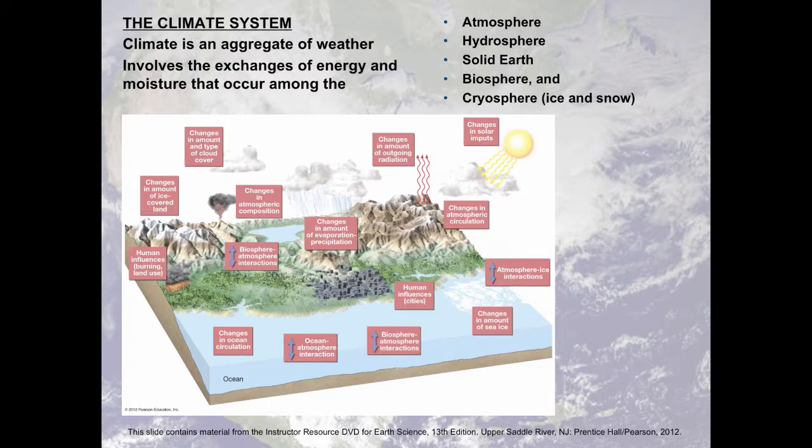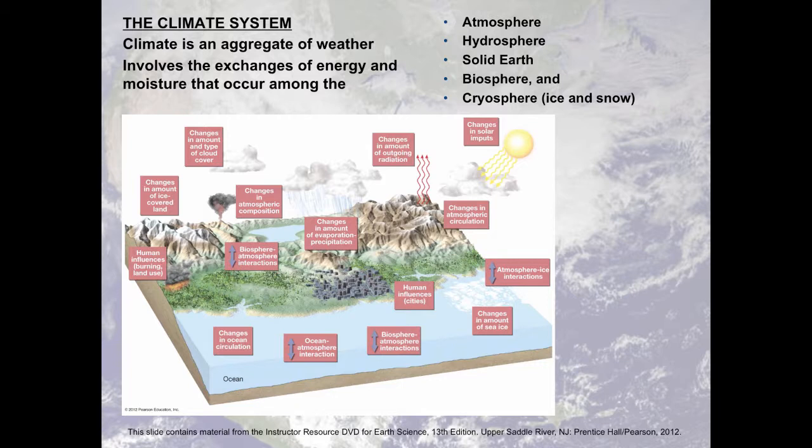The climate system is comprised of many different spheres, many different components, many different systems, and many different feedbacks. Climate, as we learned in Chapter 18, is an aggregate of weather. That is, it's generally viewed as average weather over long periods of time or large expanses of space. Space meaning superficial area on the Earth.